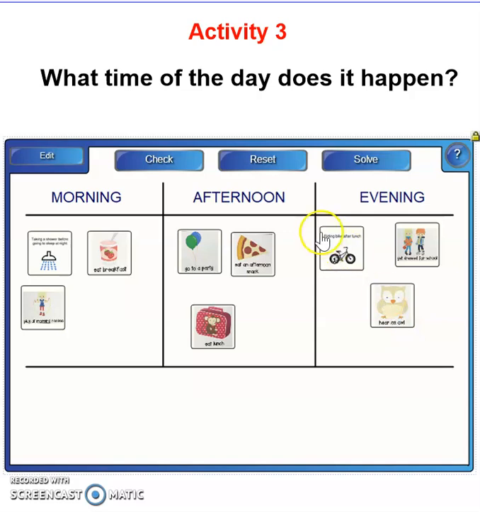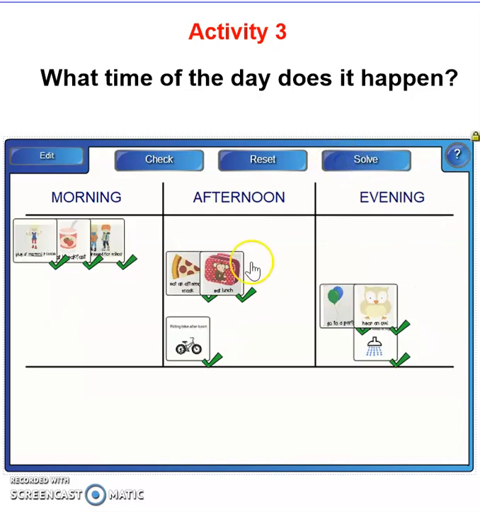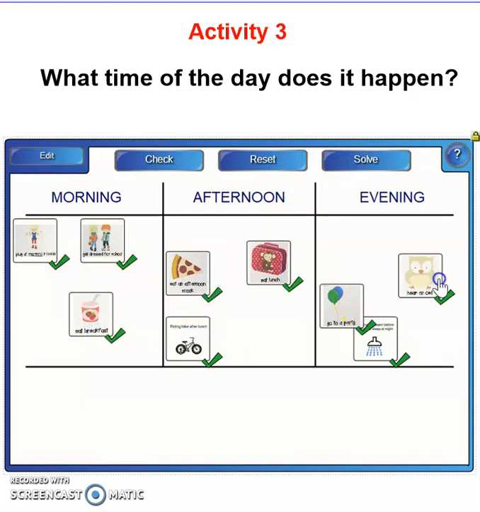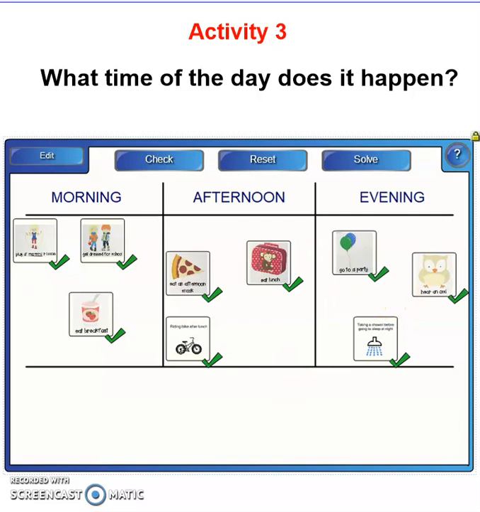Let's see if we're correct. I'm going to check it to see the one I got correct. Oh, I got some wrong. This picture says what? It says take shower at night. Okay. And this one says what? Go to party. So it's not in the afternoon. And this says take a ride after lunch. And this says dress up for school. So I'm going to solve it to see the correct one. Can you see that? So this is what we have at the particular time of the day.